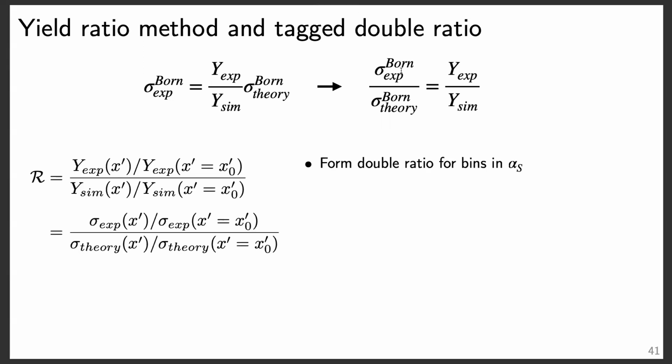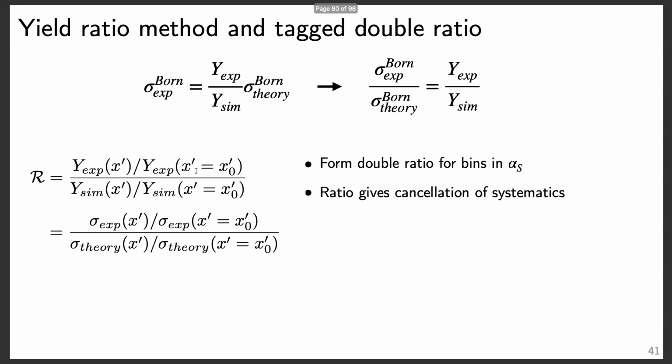And so what we want to do is form a double ratio like Deeps did, in bins of alpha S. So we have a separate ratio for different bins in alpha S. This is pretty much identical to what Deeps did, where we're taking the experimental yield as a function of X prime, and then normalizing that to the yield at some fixed kinematic point. The difference to what Deeps did is that we're looking at the X prime dependence in different bins of alpha S, instead of just taking a ratio of high X to low X. We're actually going to look at the full X prime dependence.